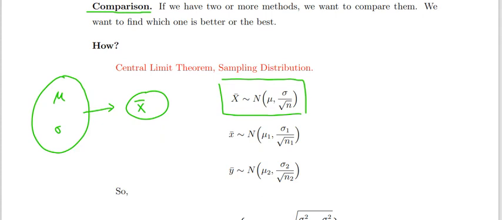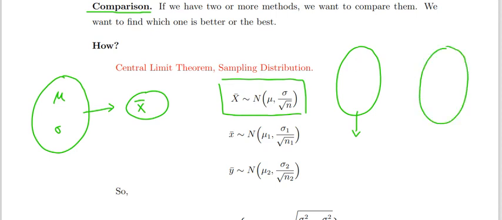Okay. So a two sample problem is just like this: from one population we take a sample, and from another population we take a sample. These two populations are not the same. This population has mean mu1 and standard deviation sigma 1. For this population, the mean is mu2 and the standard deviation is sigma 2.